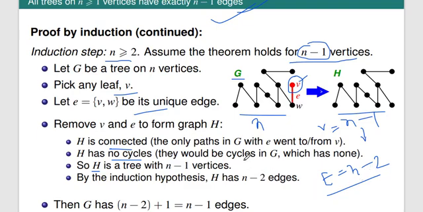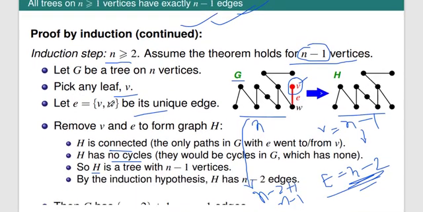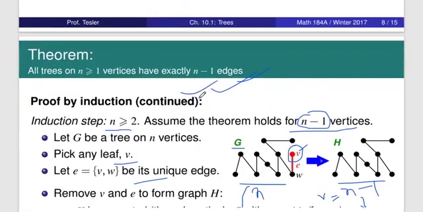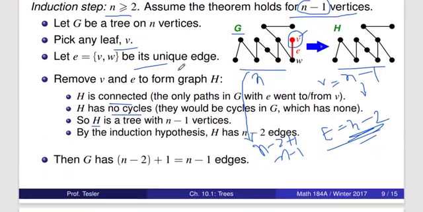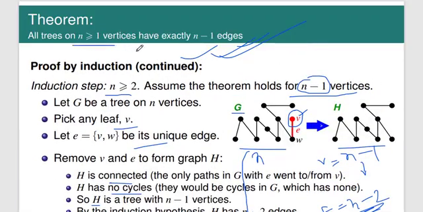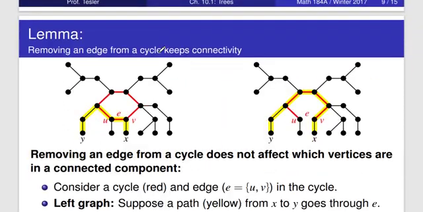Now if we want to find the edges of graph g, the tree, we have removed only one edge. So for graph h the edges are n minus 2, then we only have to add plus 1. We removed one edge, so for g there should be n minus 1 edges. So both steps of this theorem are true, so we can say that this theorem is true. So all trees on n greater than or equal to 1 vertices have exactly n minus 1 edges.